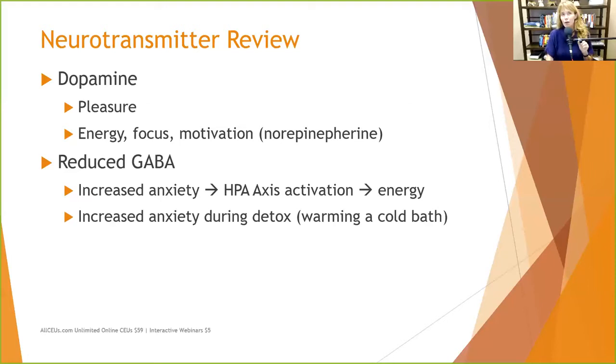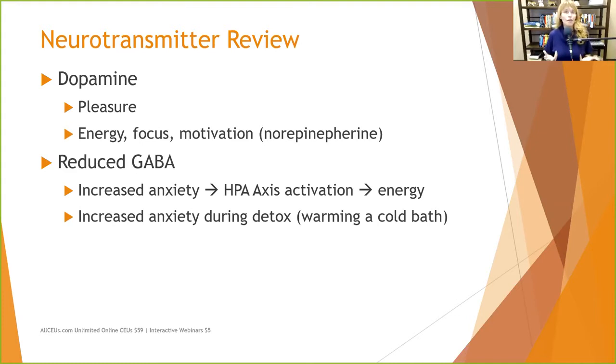The other thing we want to pay attention to is that when people quit using, or when the substances start to leave their system, the body doesn't just react automatically and kick in with the GABA again to address the anxiety. So the GABA has been suppressed for quite a while, and so the person will start to feel a little bit anxious, which often triggers them using again.